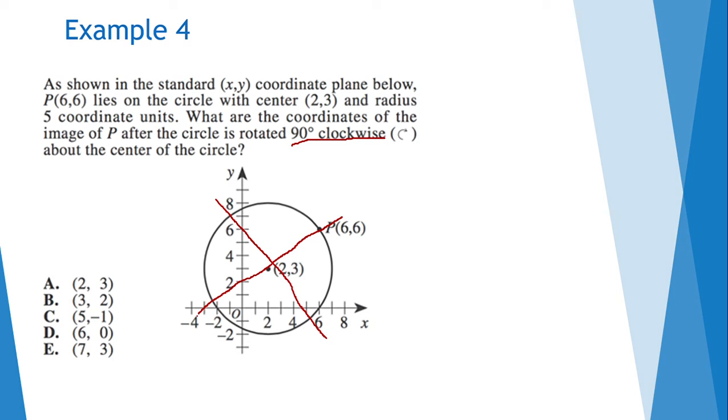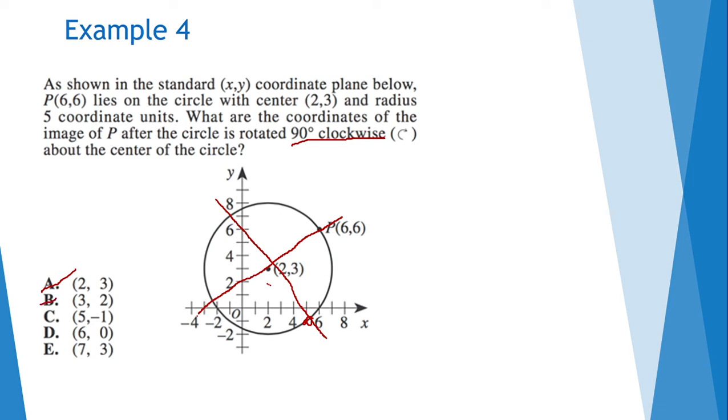If you don't read clockwise, you're going to rotate the opposite direction and you're not going to get the correct answer. So if we rotate 90 degrees clockwise, it seems like I'm going to get an answer of somewhere here. So let's look through these answers and see which seems right. 2, 3 is definitely not right because that's the center of the circle. 3, 2, that would be about here. That doesn't seem right. Why would it go closer to the center of the circle? We're rotating around that circle.